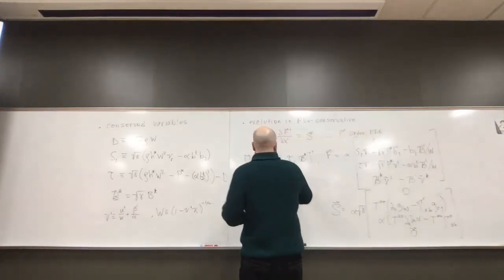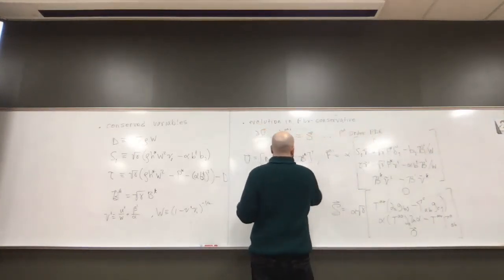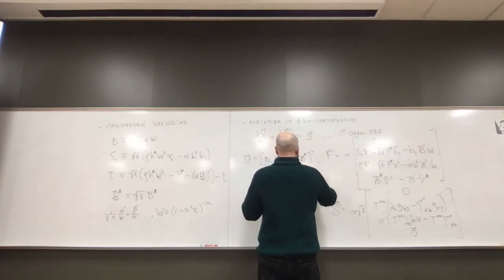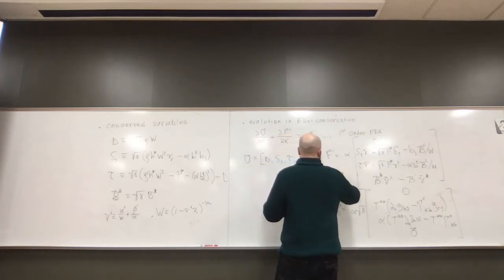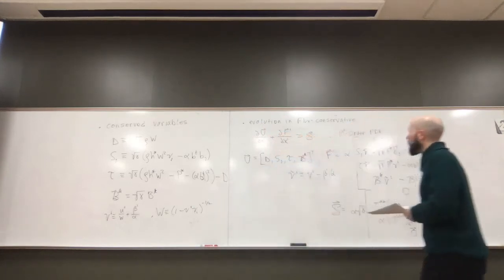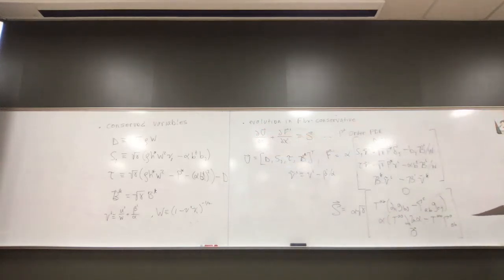Okay, and then V star or V tilde I is going to be defined as V^I minus beta^I over alpha. So the shift over the lapse. Just a rescaled velocity there.